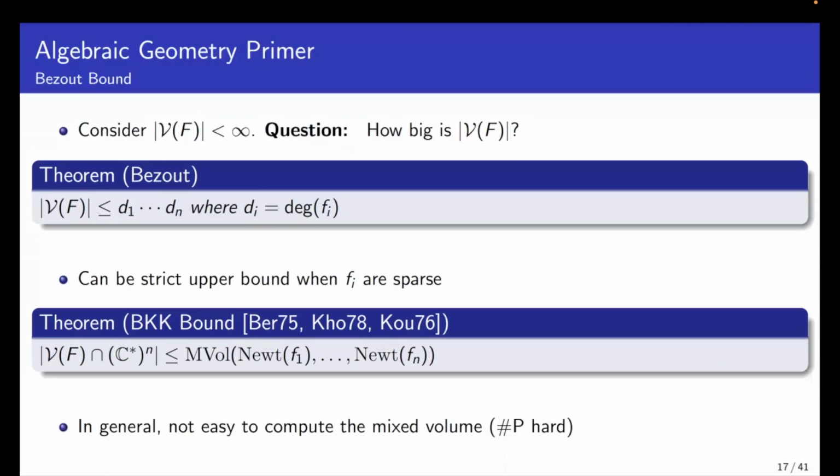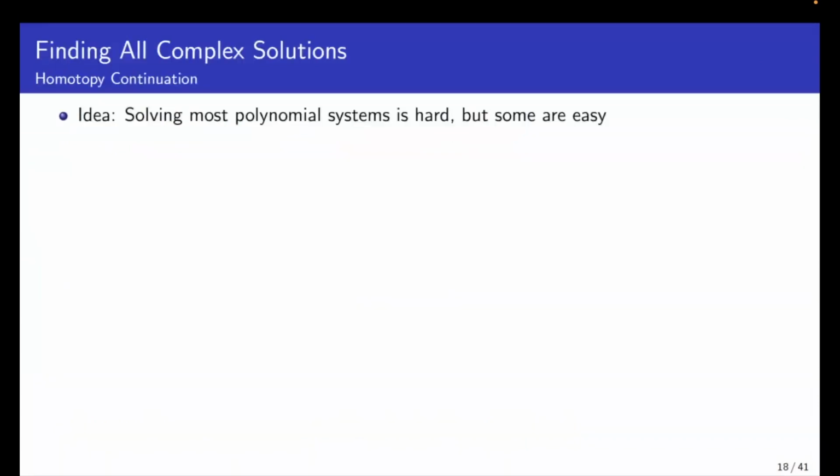We need this idea, which is known as homotopy continuation. Homotopy continuation is a very broad class of numerical algorithms that seeks to find all isolated solutions to a system of polynomial equations. Now, the main idea behind this family of algorithms is the following. Solving most polynomial systems is hard, but some are really easy.